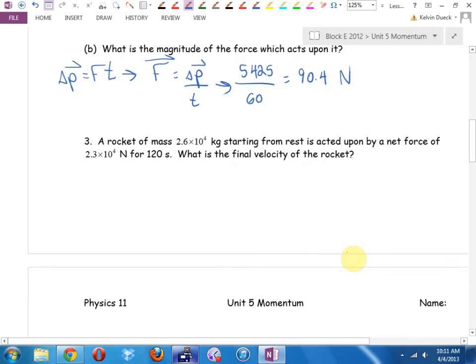A rocket of mass 2.6 times 10 to the fourth kilograms starting from rest is acted upon by a net force of 2.3 times 10 to the fourth newtons for 120 seconds. What's the final velocity of the rocket? Now, we could do this going winner minus loser, net force is 2.3 times 10 to the 4. We could find the acceleration because F equals ma, and then we can also, though, use impulse. What we could say is this.